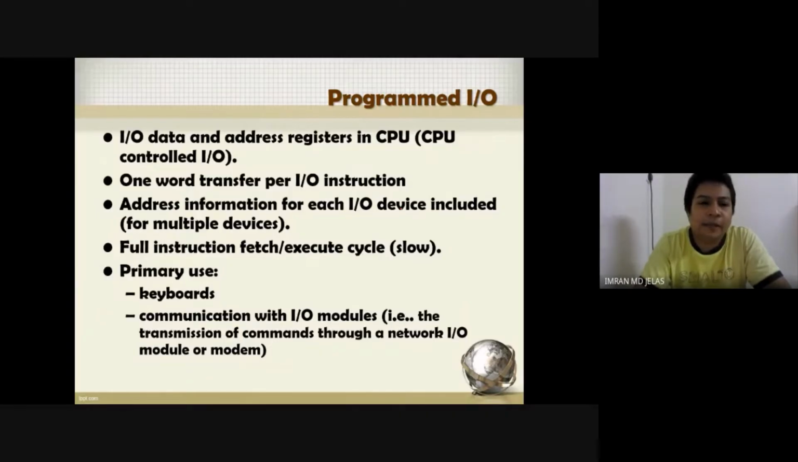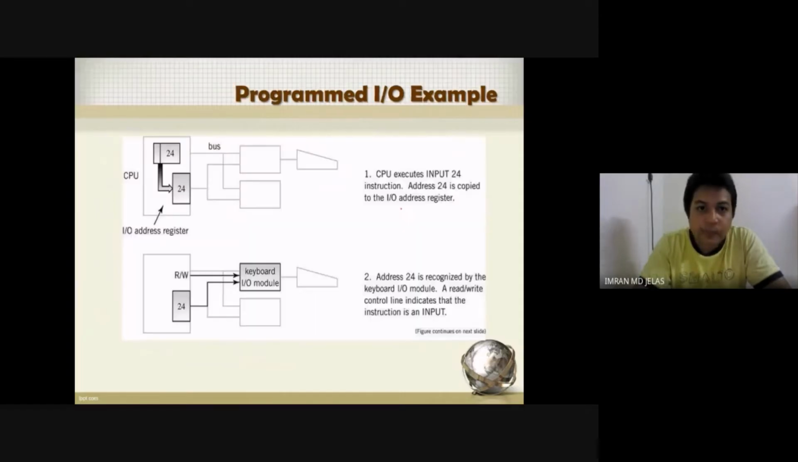Then the other one is communication with the IO module, the transmission of commands through a network IO module or modem. For this one, they give the example of the keyboard. So let's say the keyboard. For this one, the address of the keyboard.